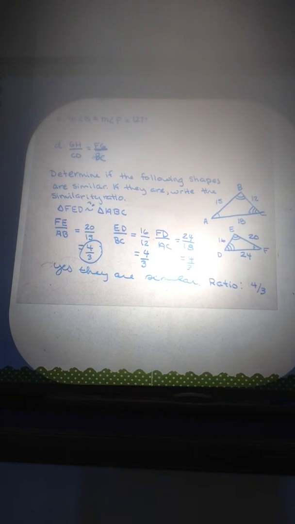Okay, so you just compare. If it was not similar, we would get different fractions for each of these. Okay, so that's how we know if it's similar or not. Our last type of question is to find missing pieces.